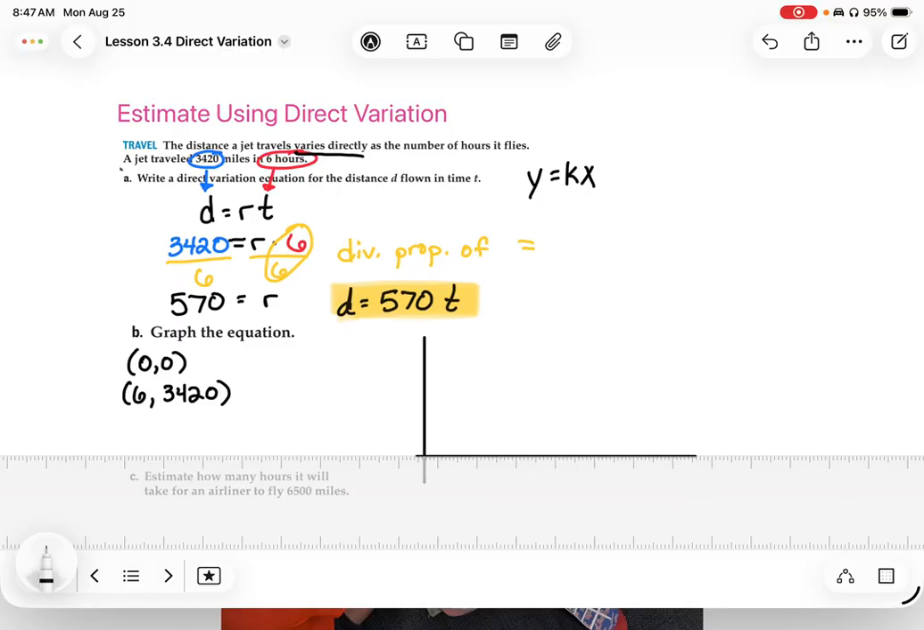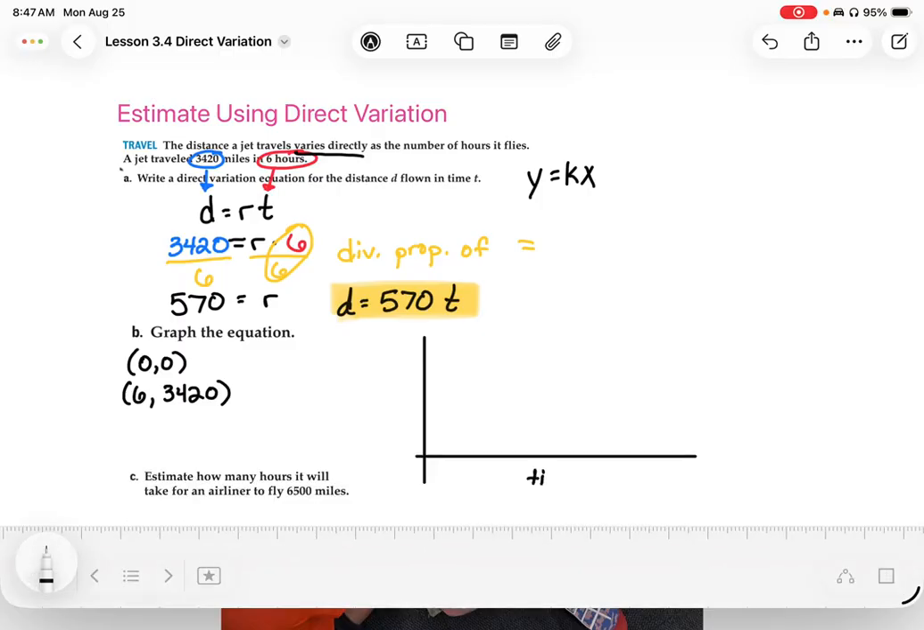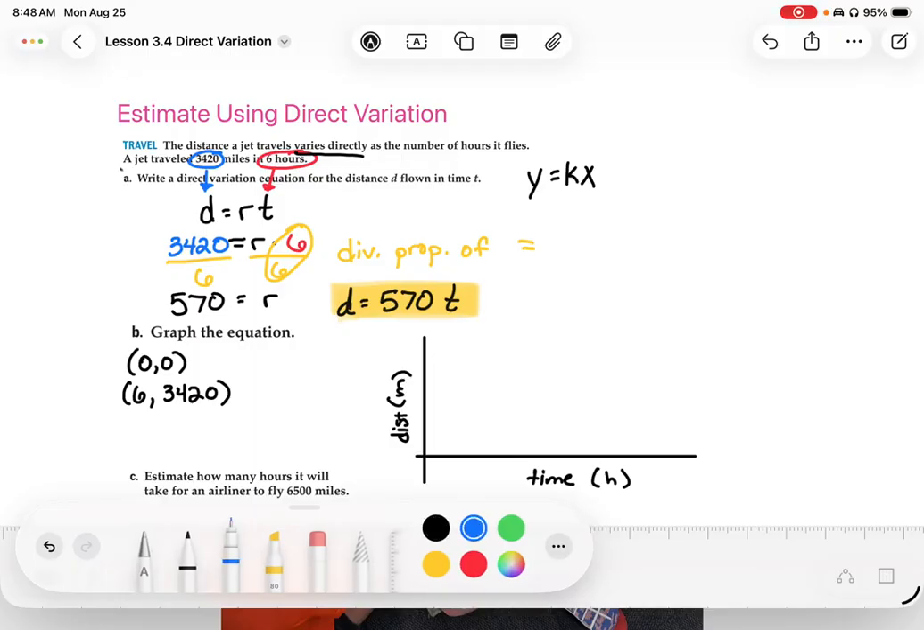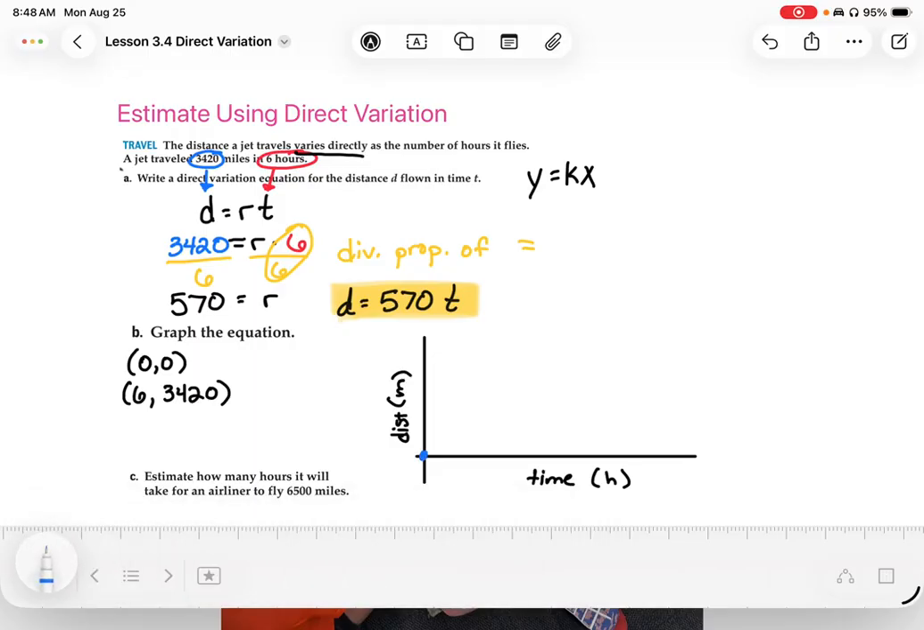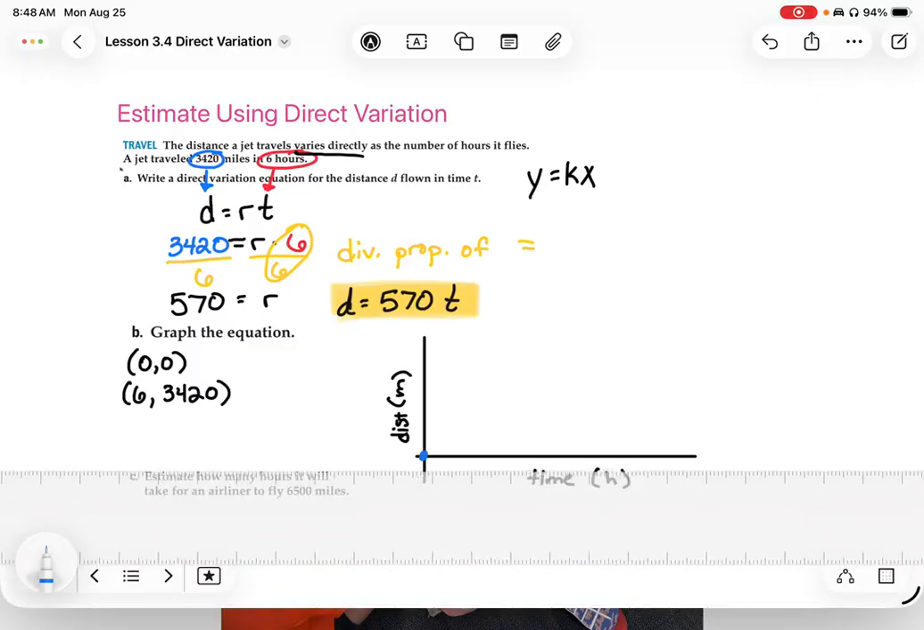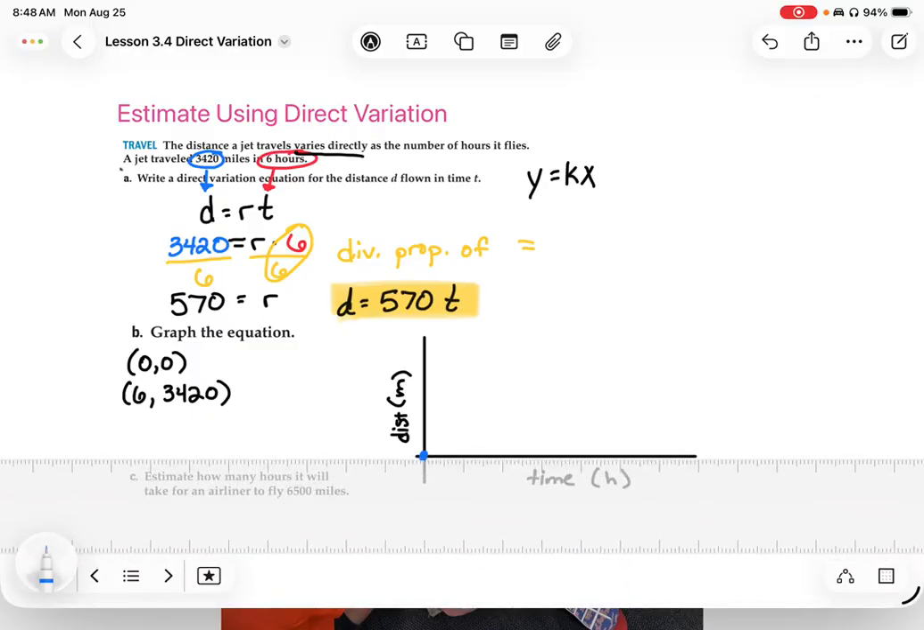So this will be time in hours along the t-axis. And then this is going to be distance in miles along the d-axis. Okay, and so we've got 0, 0 right here. That could be one of our points. And then we need 6 and 3,420. So let's do this to get our 6. I'm just using the inch marks on the ruler here. There we go. Okay, we can do 7 marks there.